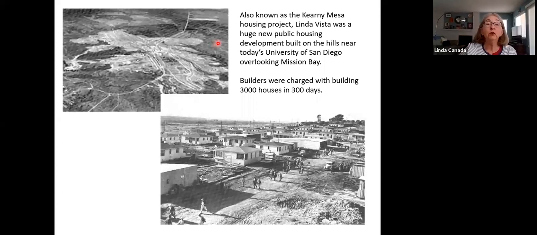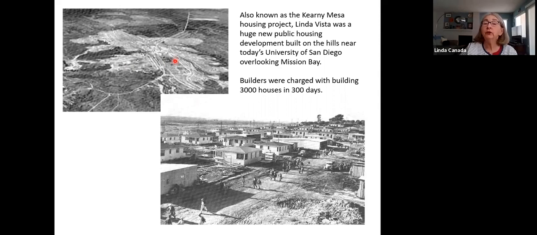Just to give you an idea where it's located, down below here, this S curve coming up and into the middle of the property, that is Linda Vista Road. Up here, the road changes its name and becomes Convoy. And this little angular road off to the side is Genesee. So here's the confluence of those three, and this is the community of Linda Vista.